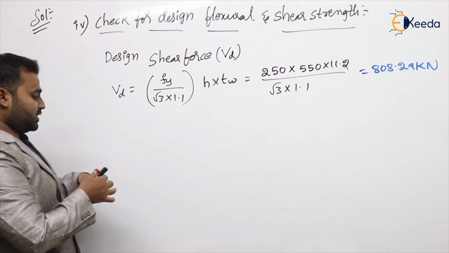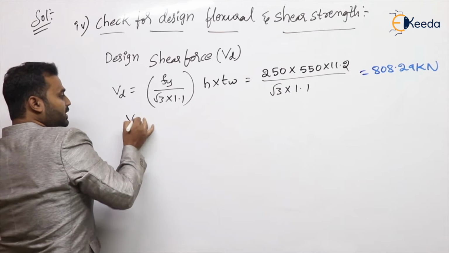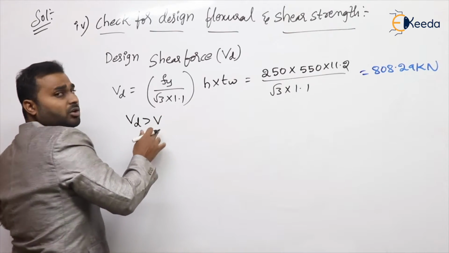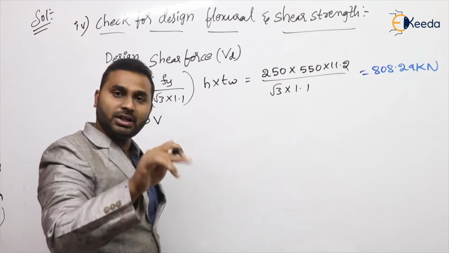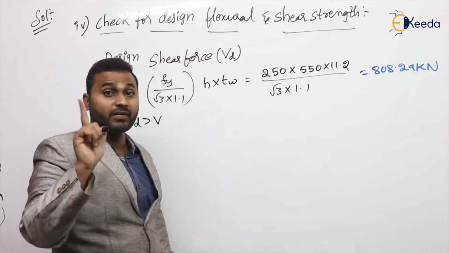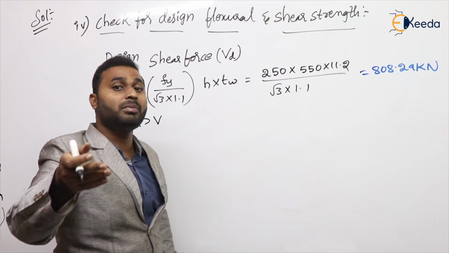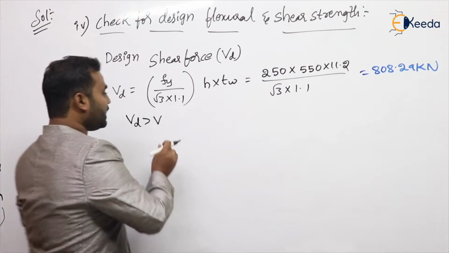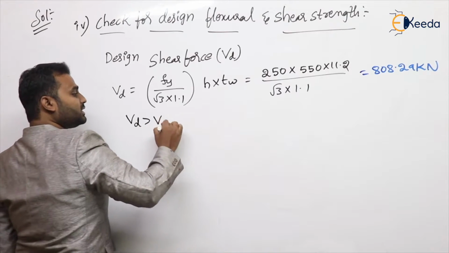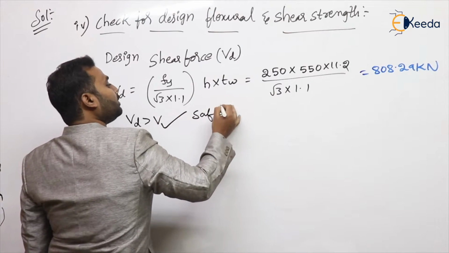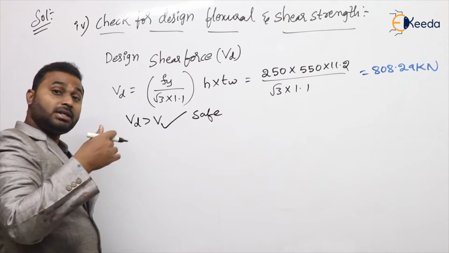Now this design shear strength VD obviously is greater than V. As we know, V is 187.5. In the second step itself, we calculated the design shear force coming onto that beam because of load. How much is it? 187.5. Obviously, the given beam is safe in shear.